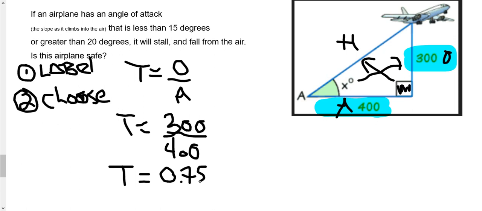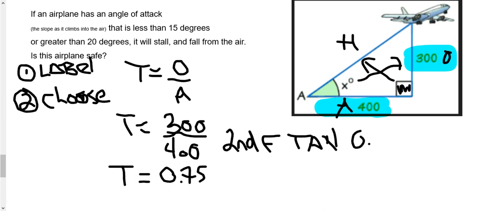So, is that a degree? No, it's a decimal. How do we turn it into a degree? Well, second function tan. Because we used the tan ratio, we have to use the tan key. I mean, it's only fair. 0.75. Okay, so I'm going to go second function or shift or inverse, hit my tan key, equals. 36.8 degrees.